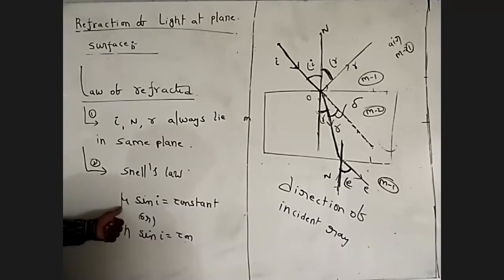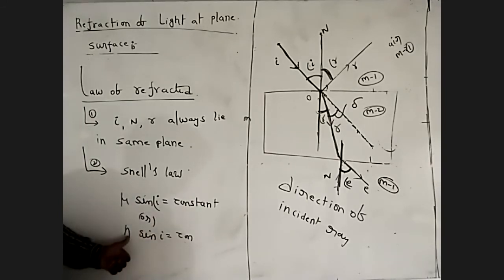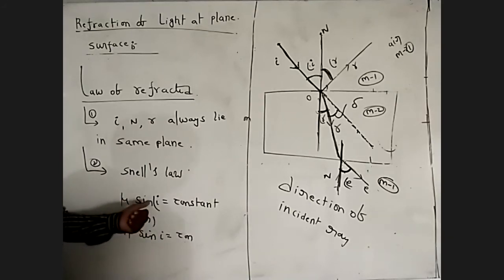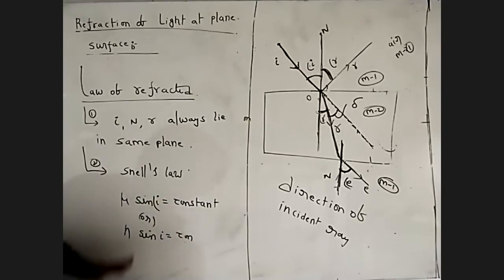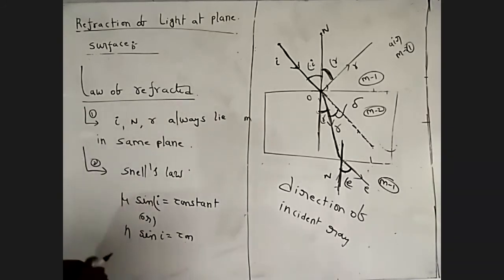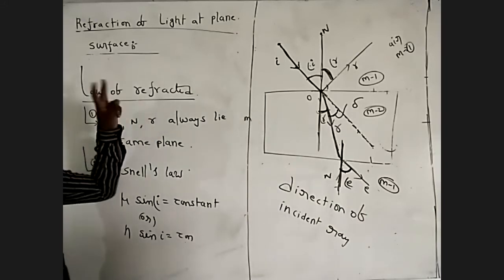Mu sin i is constant, or n sin i is constant. Mu means the refractive index of the material, and sin i is the sine of the angle of incidence. The symbols and notations differ, but both are the same: mu indicates refractive index and n indicates refractive index. Some notebooks use mu, some materials use n. The product of refractive index and sine of the angle of incidence is constant. We call that Snell's law, the law of refraction. We have two laws.